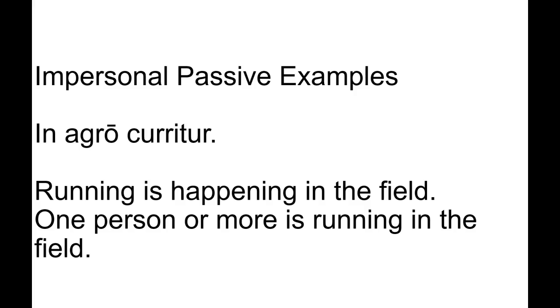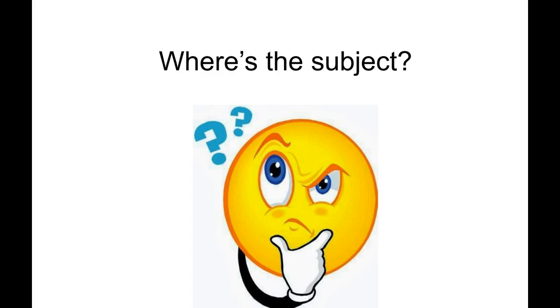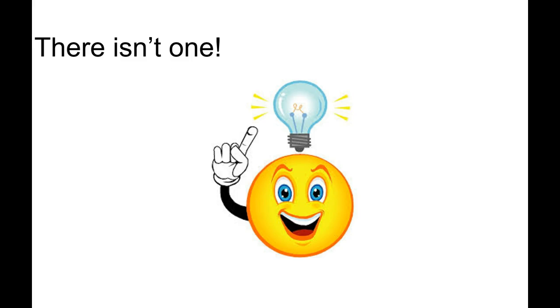Well, what does this mean? What are the Romans trying to communicate? Well, running is happening in the field. One person or more is running in the field. Potentially it's not crucial to know who's running at all. What's crucial is that running is taking place in the field. Notice that that is a third singular passive form. One thing that's very conspicuously absent is, where's the subject? There isn't one. There's never an expressed nominative subject of an impersonal passive verb form.